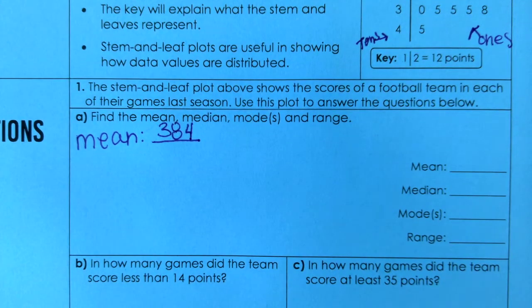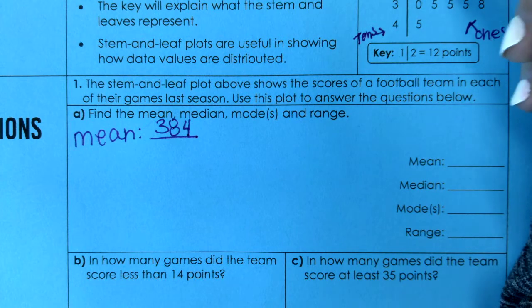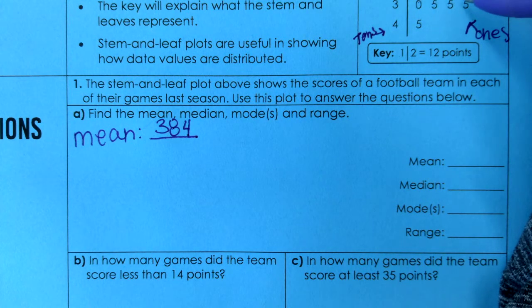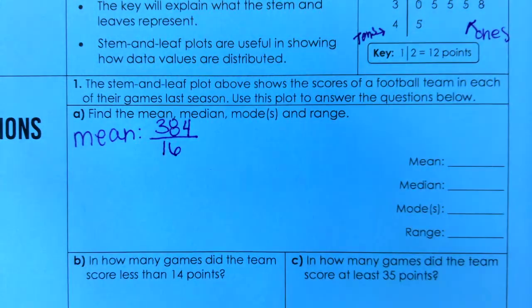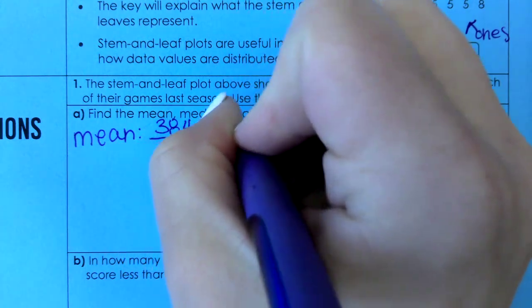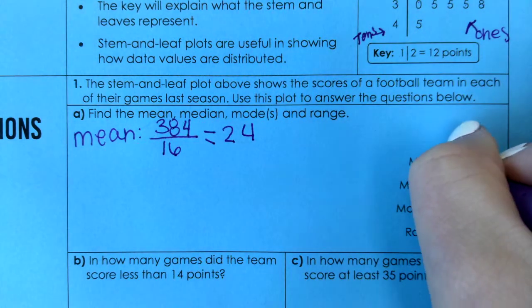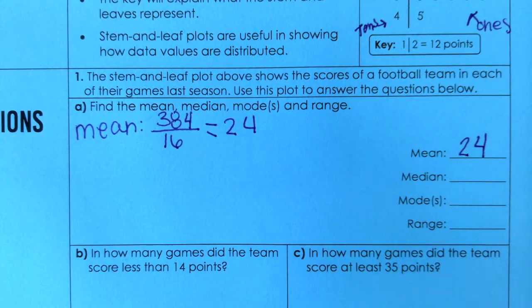Okay, how many scores did they give us? So I would go 1, 2, 3, 4, 5, 6, 7, 8, 9, 10, 11, 12, 13, 14, 15, 16. 384 divided by 16 gets me 24. So our mean value for average points scored would have been 24.